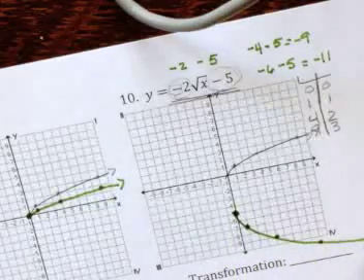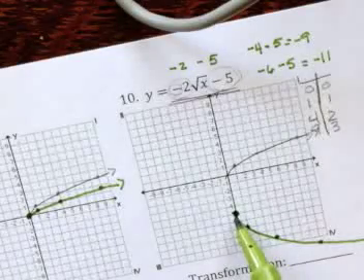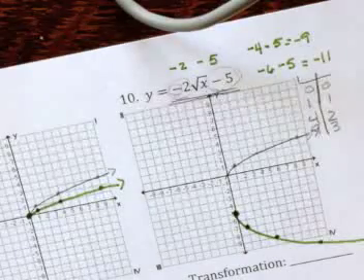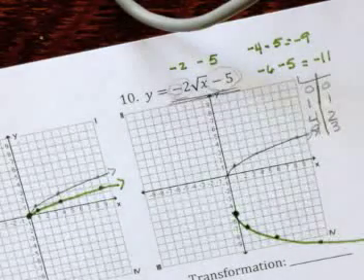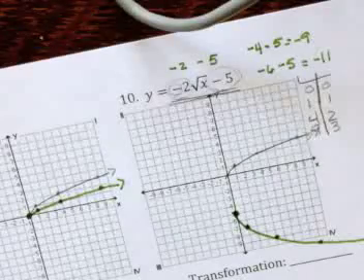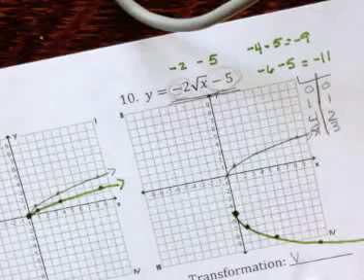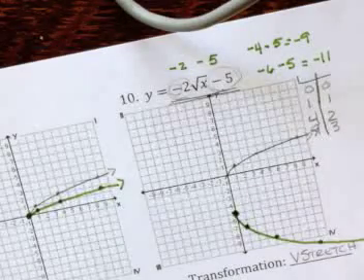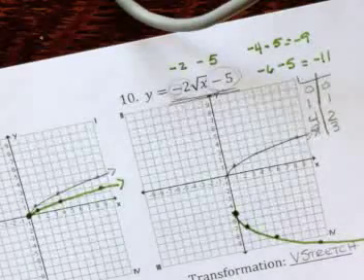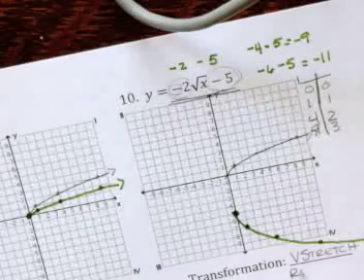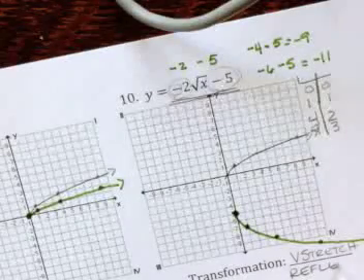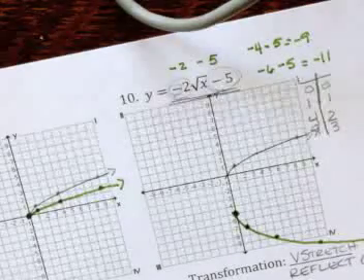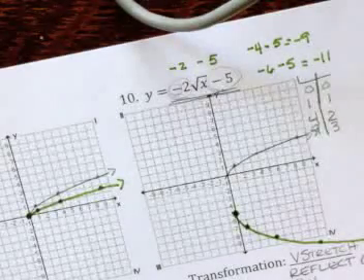And if we take a look at this, what we'll notice is we did reflect, we stretched, and we also shifted down by 5 units. So our transformation is a vertical stretch of 2 units, a reflection over the x-axis, and we also shifted down 5.